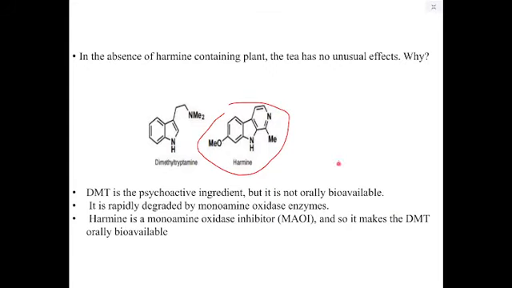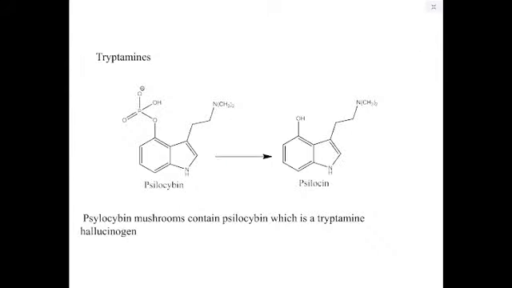So in other words, if you take tea with harmine, you will experience the hallucinogenic effects of the dimethyltryptamine, because dimethyltryptamine itself, as we have said, is rapidly metabolized and therefore does not get across the BBB to give us activity. But if you give it with a monoamine oxidase inhibitor, then it will be present for activity.